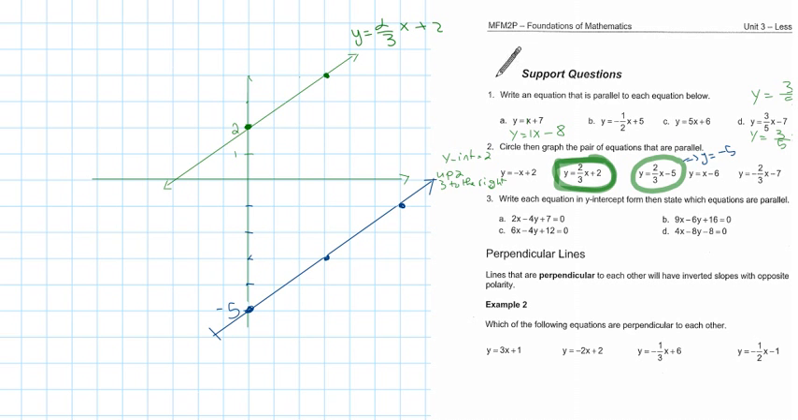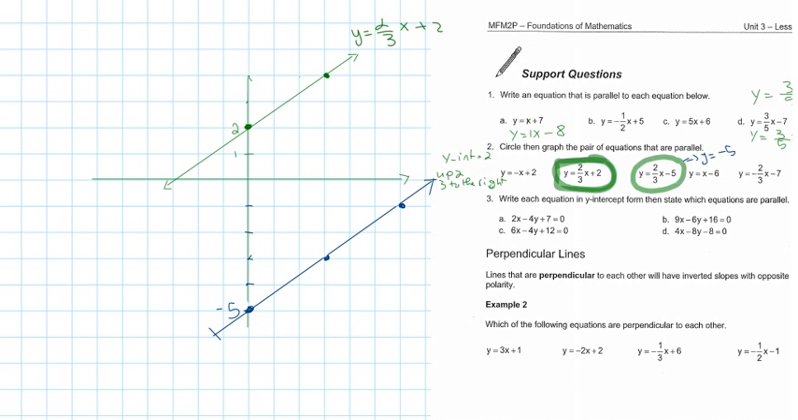Okay, let's work on question number 3. Do you remember the kind of second or third lesson that we did where we had to go from the standard form to the slope y-intercept form, and you guys all hated me for that? We're gonna have to do the same thing. Okay? I'm sorry.